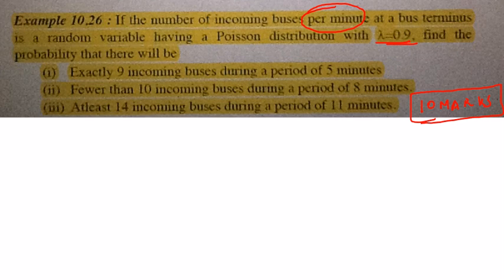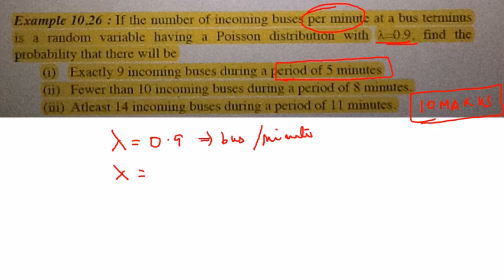lambda is 0.9. So that lambda which is given as 0.9 is nothing but the buses which are coming in per minute, right? So if I want to find out the lambda for buses which are coming in during a period of 5 minutes as asked in the sum here, it will be 0.9 into 5, which is 4.5. 9 5s are 45, right?